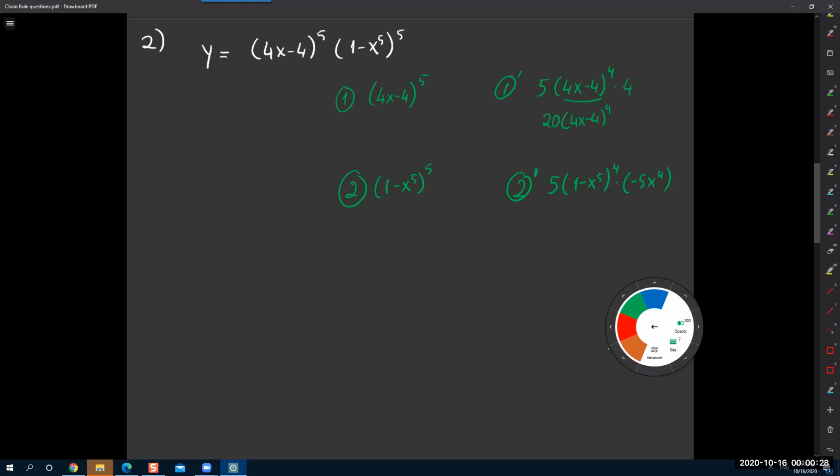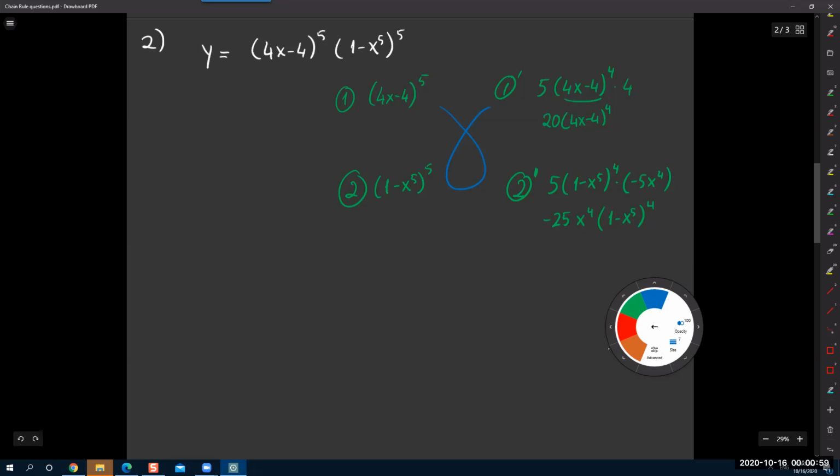Okay. And let me simplify that. That's going to be negative 25 x to the fourth, times 1 minus x to the fifth in parentheses to the fourth power. Is that right? Let's double check. Always double check. Even sometimes I make mistakes. So it happens. I am double checking. Everything's good. So again, if you don't understand that, just apply the product rule, okay?